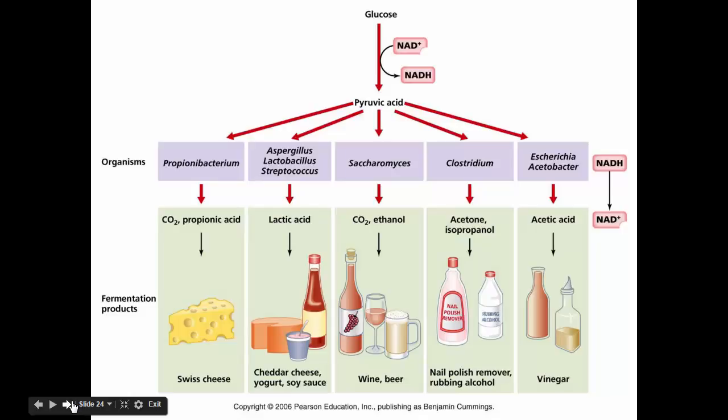Like we said, this is used in many different food products and things that we use. Cheeses are fermented products. Soy sauce is fermented soybean liquid. Yogurts, wine, beer, vinegar. Also household products like nail polish remover and rubbing alcohol. There are various organisms used to produce all of these things. Depending on which organism is going through this process of fermentation, it will result in different products.